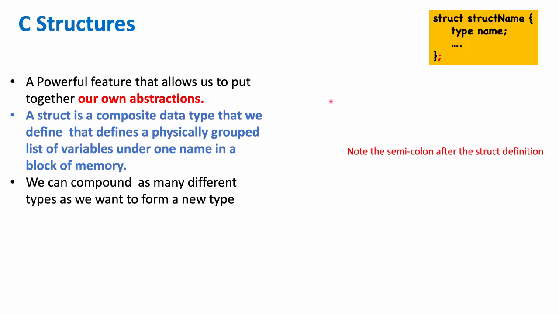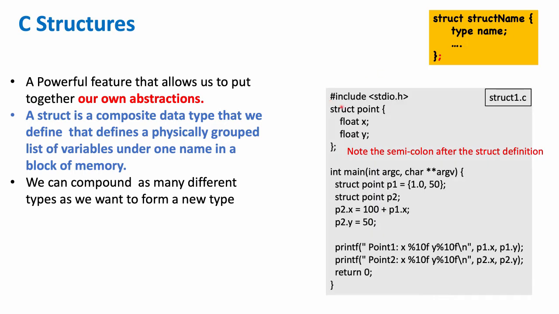So here, let me quickly demonstrate an example of a struct. In this case, we're going to declare struct point. So point is going to be a type of struct, and it's going to have 2 variables inside it. It's going to have an x coordinate and a y coordinate. Note the semicolon here at the end of the curly brace.